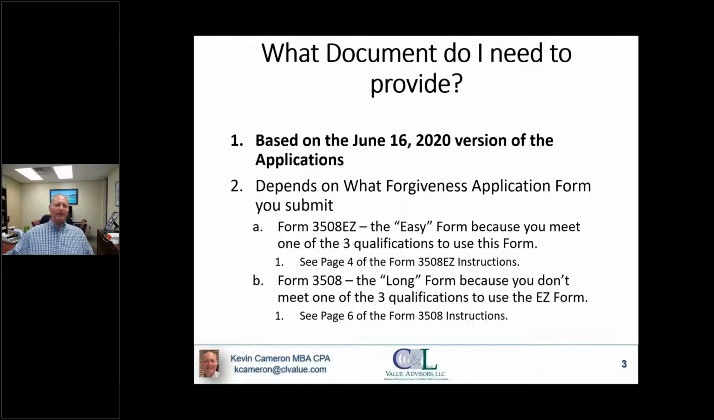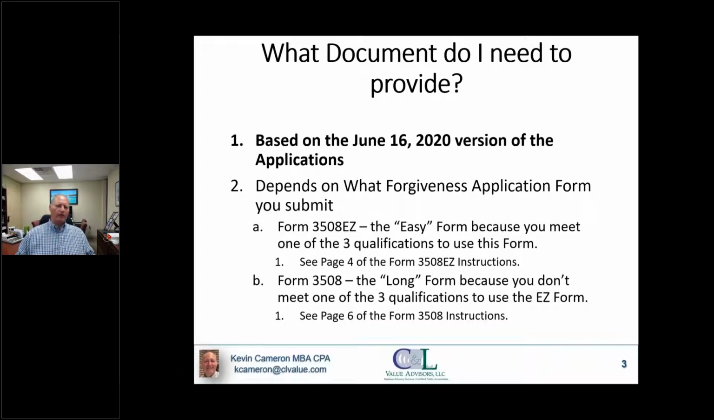The SBA is telling us that you must maintain all of your documentation for 6 years after your loan is forgiven or paid in full, whichever is later. So if your loan, say, is forgiven on October 31st, 2020, you're going to have to keep all your documentation from 6 years beyond that date. So that's a very long time. Most of us aren't used to keeping our documentation that long.